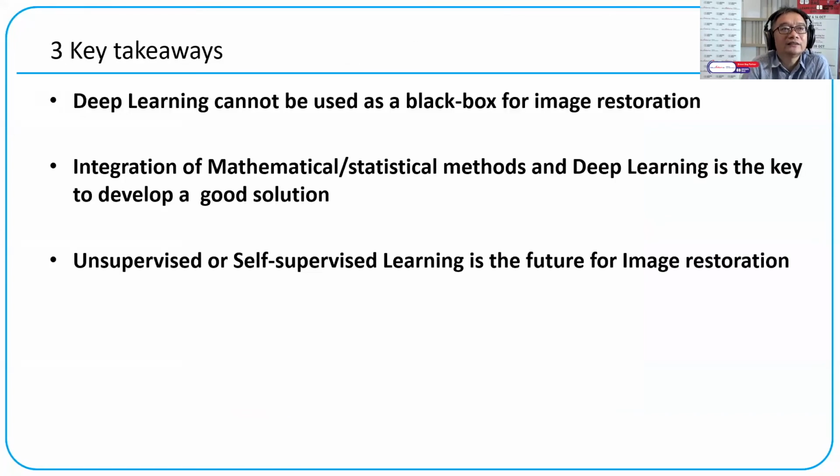Okay, the three keywords I want to say are: first, for image restoration, deep learning cannot be used as a black box. Secondly, integration of math, statistics and deep learning is the key. The third one, unsupervised or self-supervised learning is the future.